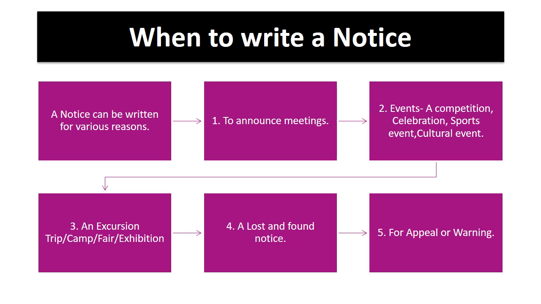Number 3, an excursion trip, camp, fair or exhibition. Number 4, a lost and found notice. If you have lost something, then by writing a notice, you can convey this to people. And if you have found something, then also you can write a notice to help the person who has lost the thing to claim it from you. And number 5, notice can also be written for making an appeal or warning.